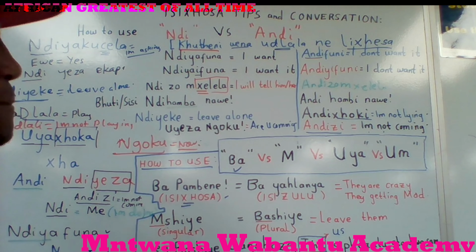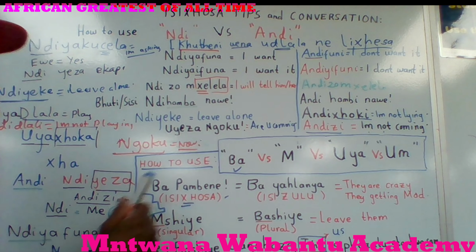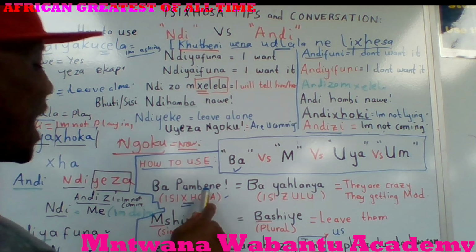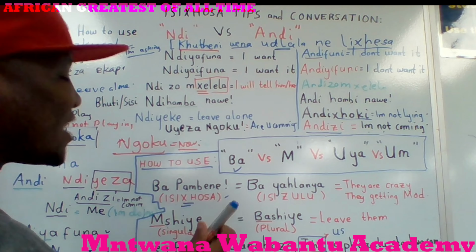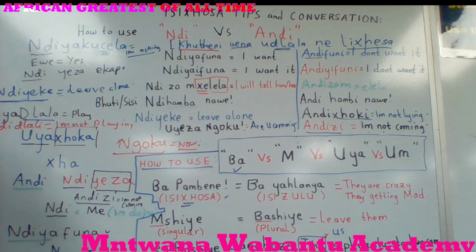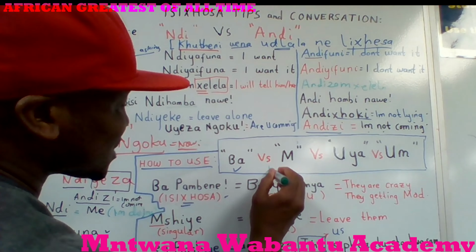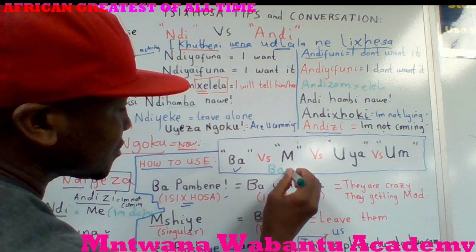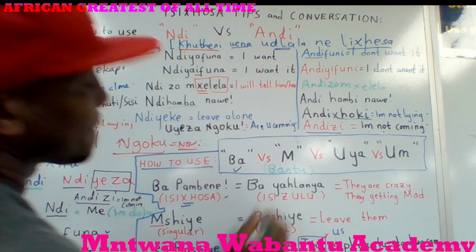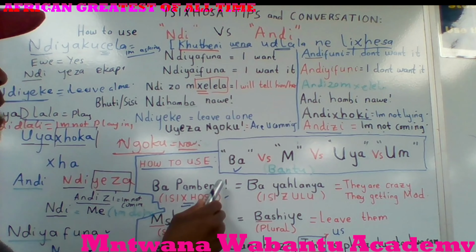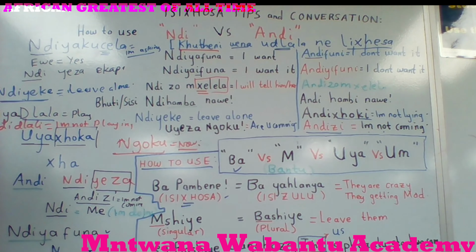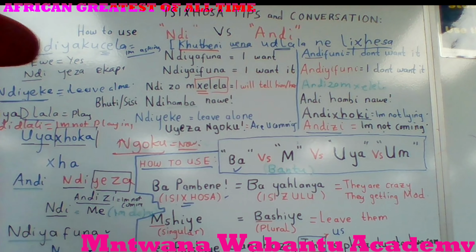Ba pambeni, but I never use this word because it's very rude. So, ba pambeni means they're crazy. Abantu. Bantu means people. So you say, ba pambeni abantu means they're crazy, these people. Probably for some reason they were supposed to do some stuff or they do crazy stuff. You say, hey, ba pambeni abantu, ne?